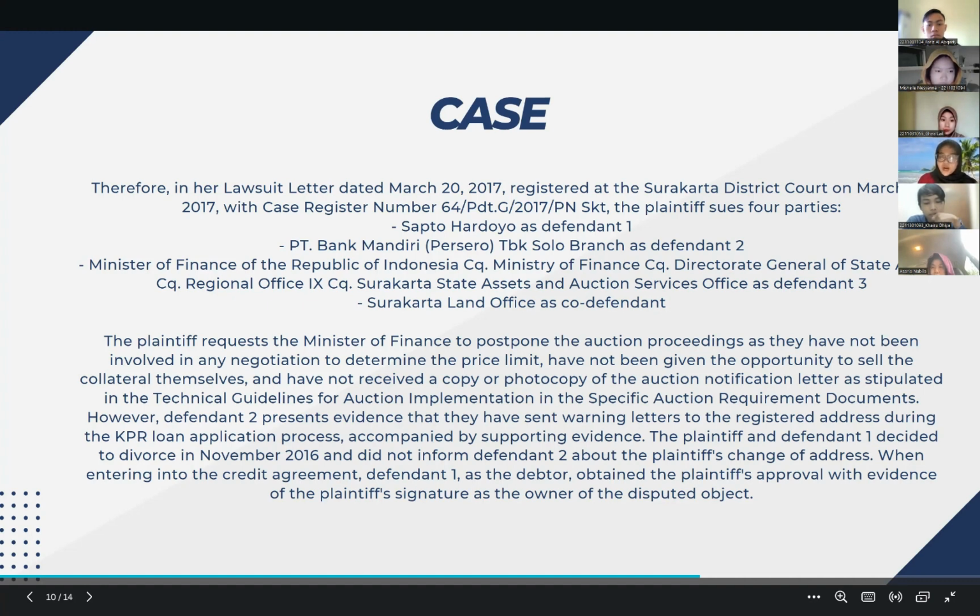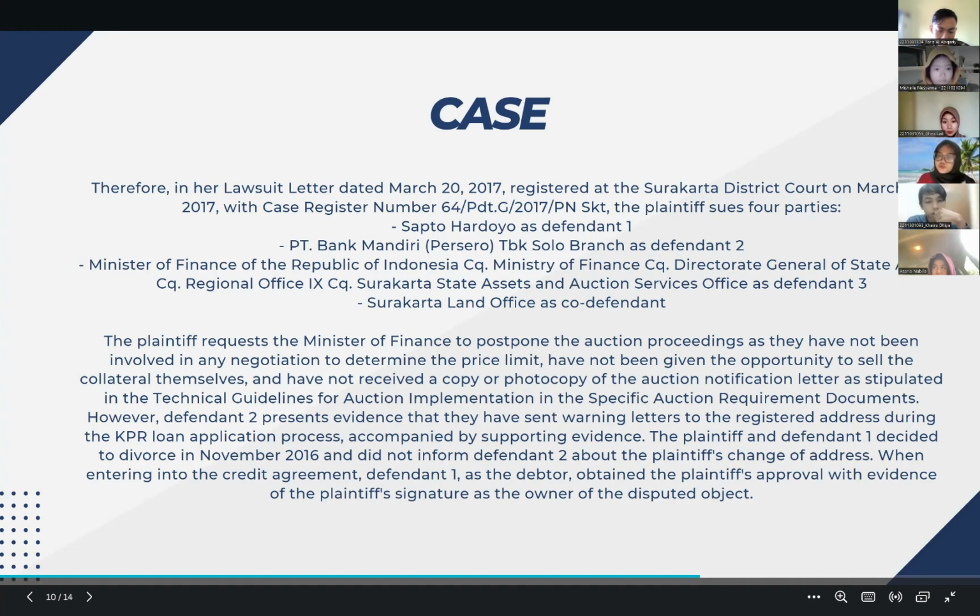The plaintiff requests the Minister of Finance to postpone the auction proceedings as they have not been involved in any negotiation to determine the price limit, have not been given the opportunity to sell the collateral themselves, and have not received a copy of the auction notification letter as stipulated in the technical guidelines for auction implementation in the specific auction requirement documents.